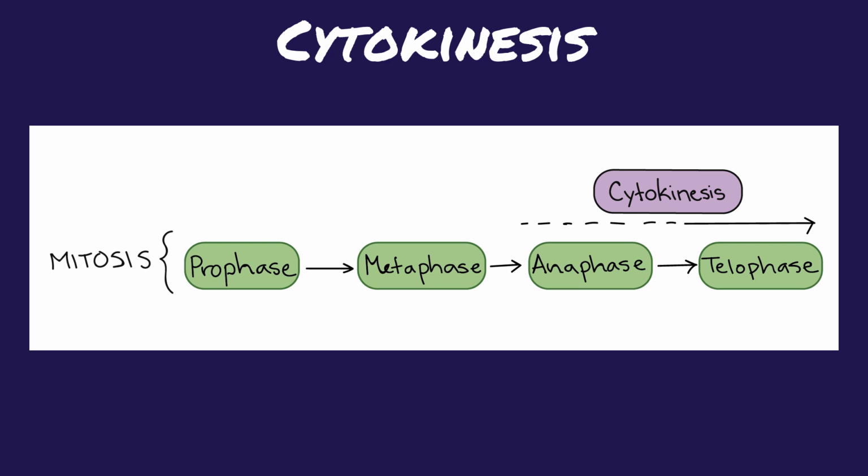Finally, cytokinesis occurs at the same time as mitosis, towards the end. It generally begins sometime during anaphase and goes through telophase. Cell division ends when mitosis and cytokinesis are complete.